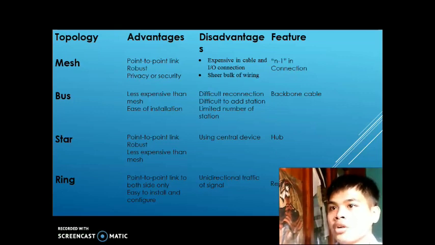Disadvantage: difficult reconnection, difficult to add stations, limited number of stations. Backbone features a backbone cable. Star has point-to-point links, is robust, and less expensive than mesh. Disadvantage: it uses a central device, featuring a hub. Ring has point-to-point links to both sides only, and is easy to install and configure. Disadvantage: unidirectional traffic of signal, featuring a repeater.